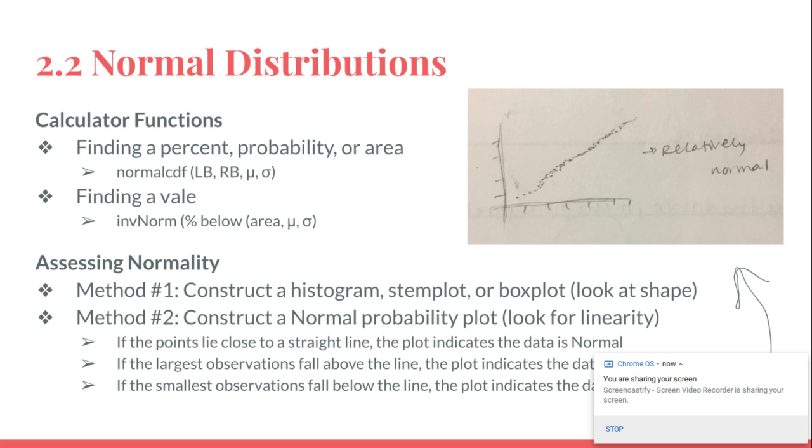With normal distributions, you can also use your calculator. To find a percent probability or area, you use normalcdf: left bound, right bound, mean, standard deviation. Finding a specific value is invNorm: percent below, which is area, mean, standard deviation. And then for assessing normality, there are two methods. The first is to construct a histogram, stemplot or boxplot, looking for the shape, while the other is looking for linearity with a normal probability plot.